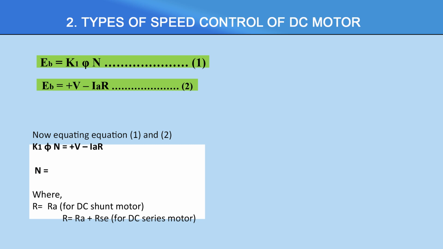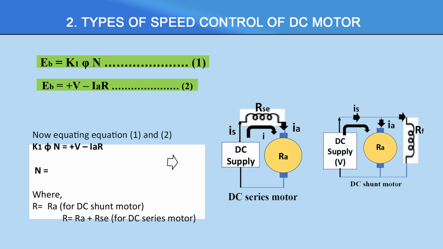Why R is equal to RA for the DC shunt motor and why R is equal to RA plus R series for the DC series motor. In order to explain these two points, the diagrams of the electrical equivalent circuits of the DC series motor and DC shunt motor are shown here.